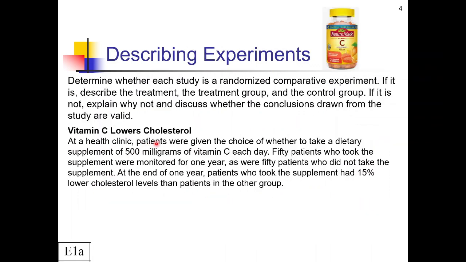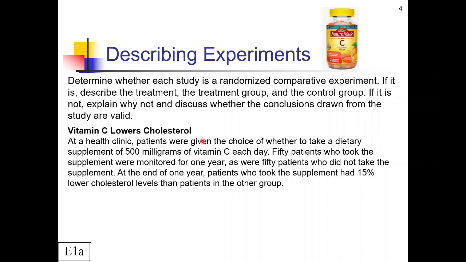So with all that in mind, let's take a look at some experiments. For each of the next two experiments, you're going to determine whether the study is a randomized comparative experiment. And if it is, describe the treatment. What's the treatment group and what's the control group? If it's not a randomized experiment, explain why not, and then discuss whether the conclusions drawn from the study are still valid. So our first example is this claim here by a health clinic that vitamin C lowers cholesterol.